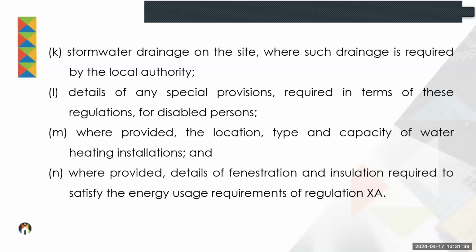Please read it in context with Regulation R. Come to that later on, but Regulation R, sub-regulation 2, does not require stormwater drainage for sites where a single dwelling is going to be erected. Details of any special provisions required in terms of these regulations then for disabled persons.